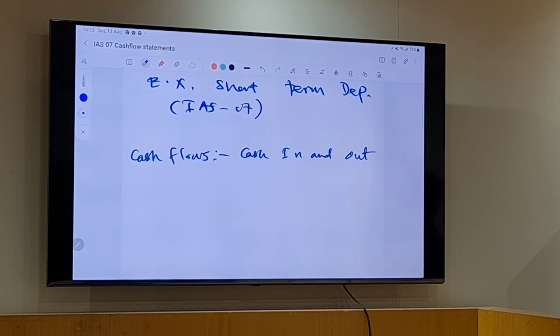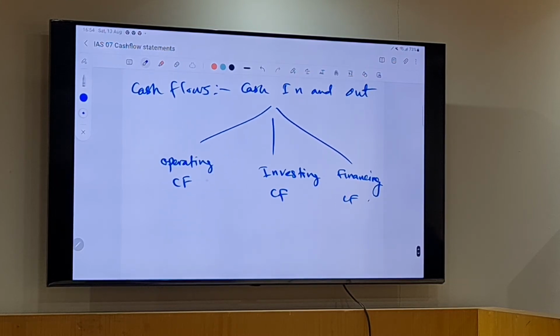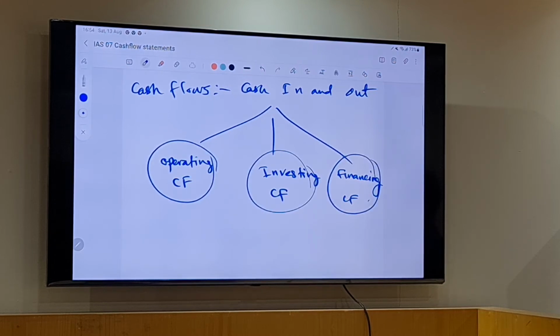In simple terms, if I do define, this is what I will define. So, this has three examples. One is operating cash flow. Second one, investing cash flow. Third one, financing cash flow. So your cash flows we can categorize into these three groups. What is operating cash flow?